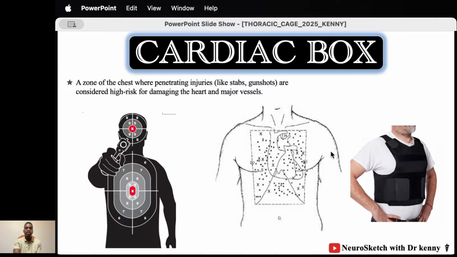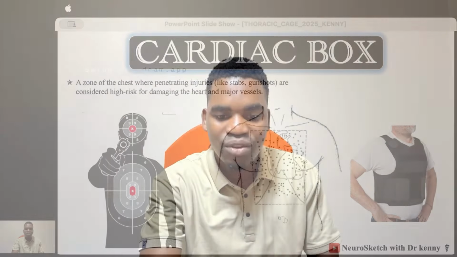Because they know that in war, if you shoot your enemy in this region, the likelihood of death is higher than outside. This is why it's called a cardiac box. The science is changing now. Some literature is suggesting removing this terminology, but because lay people, soldiers and others, know about the cardiac box, you as a medical and healthcare professional should also know the cardiac box.